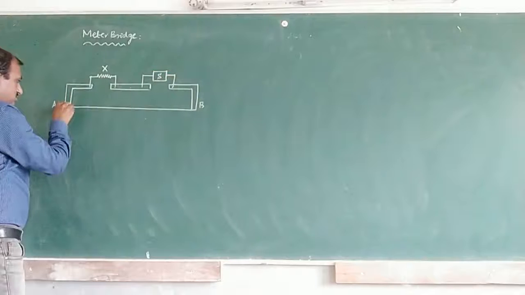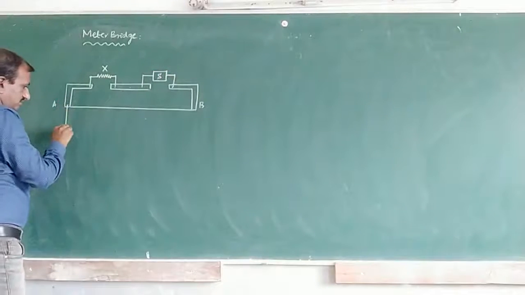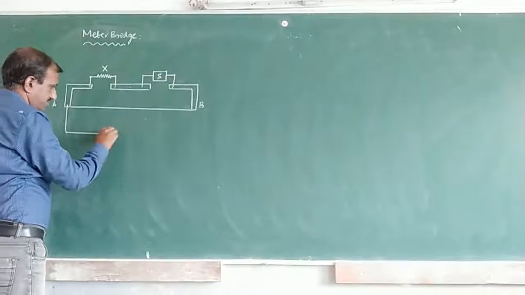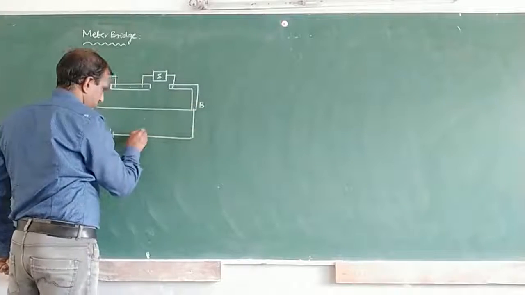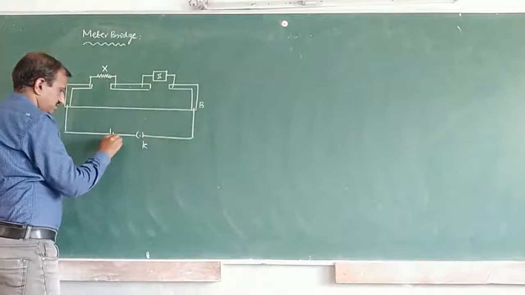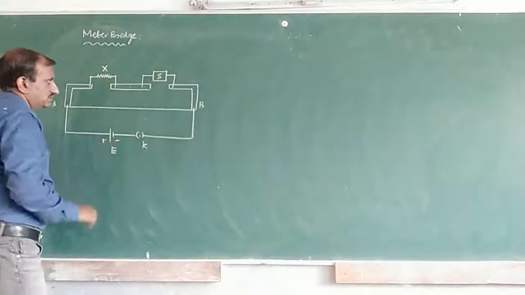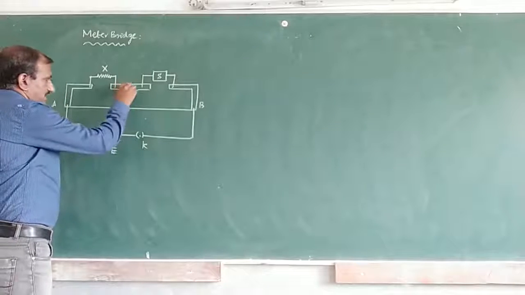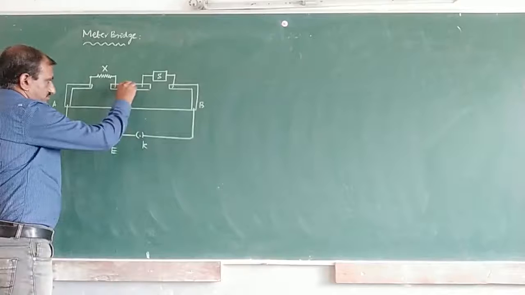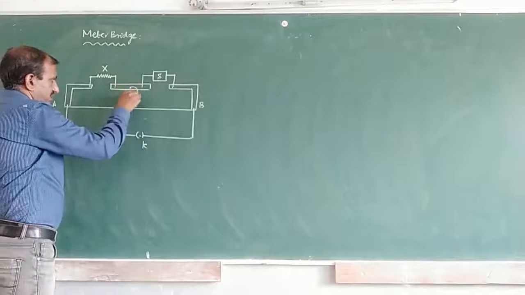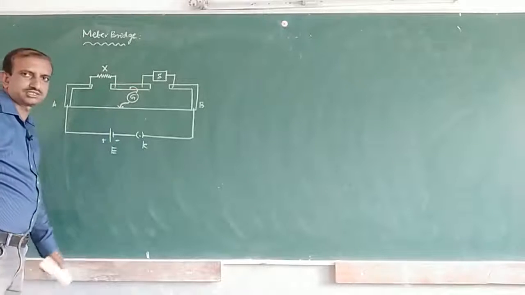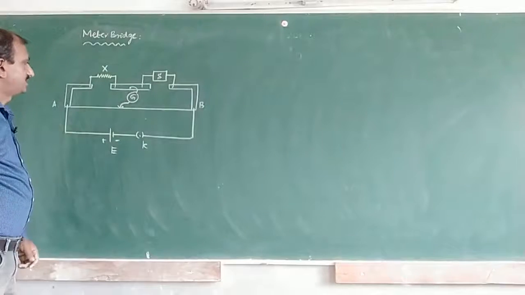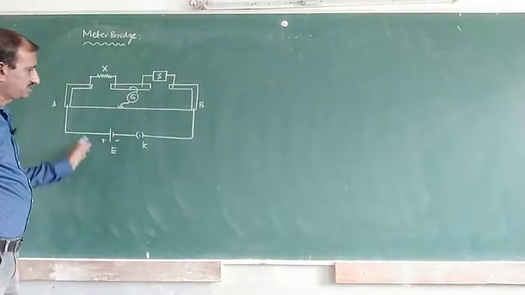Below the wire, a cell of EMF E is connected through a plug key. So, this is the plug key, this is the cell of EMF E. At the middle of the meter bridge, a galvanometer is connected through a pointer. This is the construction, the experimental arrangement of the meter bridge.